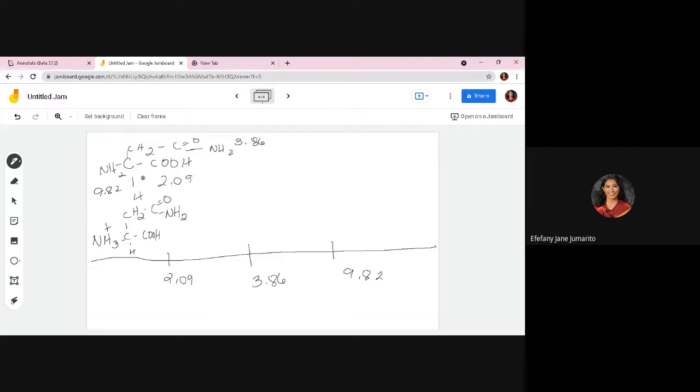Now, after 2.09, what will happen? Zwitterion. Zwitterion already? Neutral, ma'am.